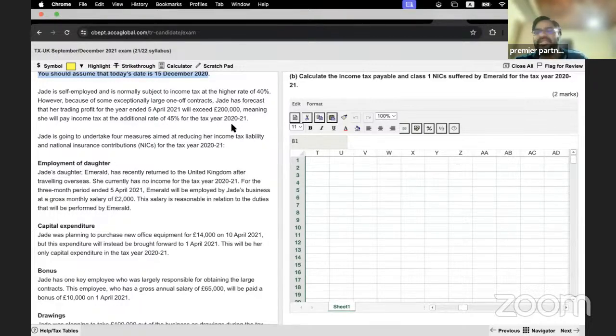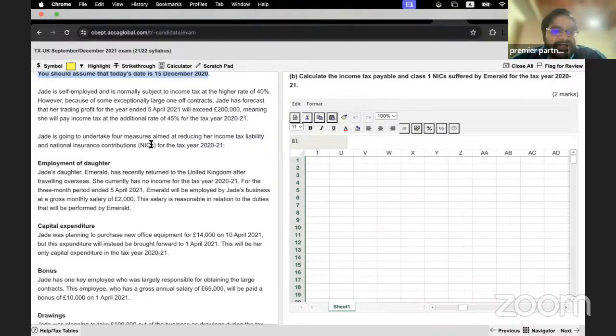We'll assume 2023-2024. So what has happened is generally she has been a higher rate taxpayer. So her income would have been in between 37,700 to 125,140. That would have been the range. But now, because of certain one-off contracts, her income is going to go beyond 200,000. So if her income goes beyond 200,000, automatically she becomes an additional rate taxpayer. So if she is an additional rate taxpayer, the rate is what they have specified. It is going to become 45%.